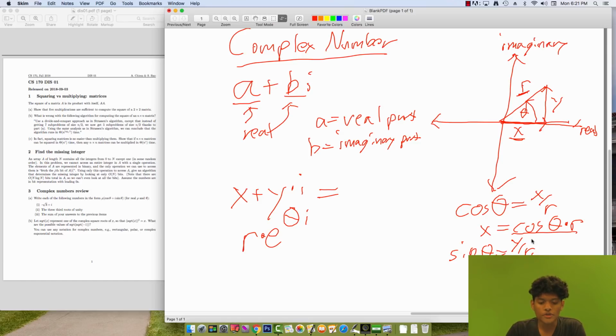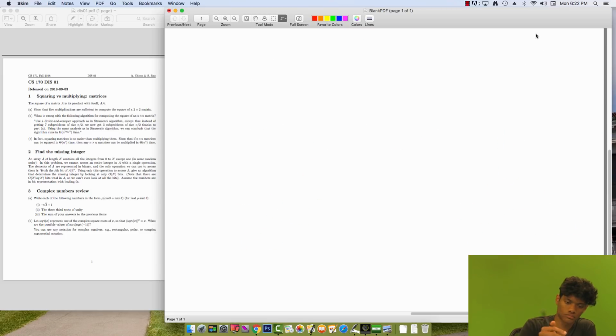Okay, so that should be some basics on what complex numbers are and the two ways we can represent them. We're going to shift gears slightly and talk about a related concept, roots of unity.